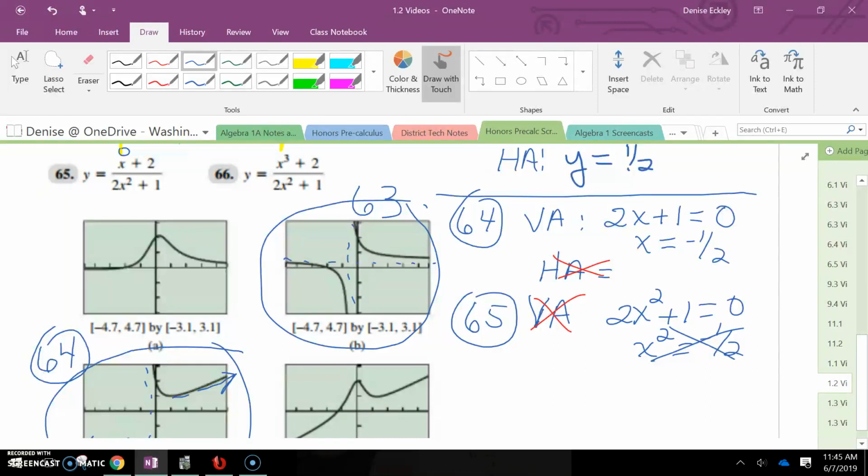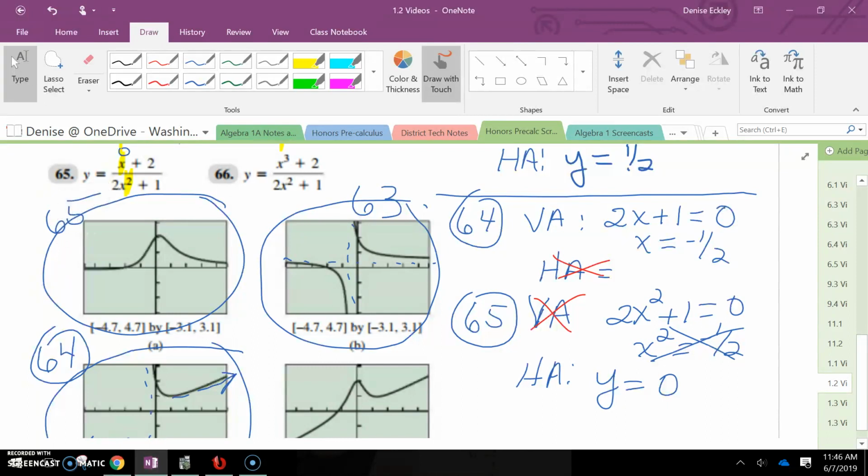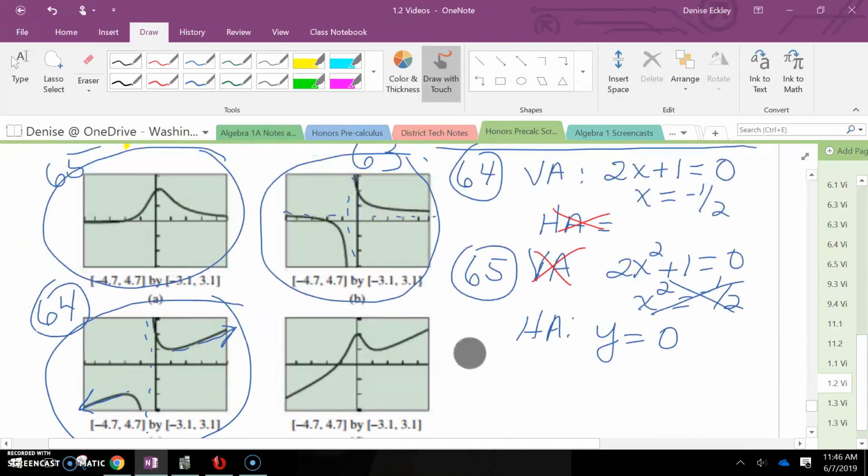Now, if I look at the degrees of my function, on top it is linear, and the denominator is quadratic, so the degree in the denominator is larger. The horizontal asymptote is going to be y equals 0. So I'm looking for a graph that has no break, but does level off at very large and very small x's at y equals 0. So that would be this one. So this is 65.